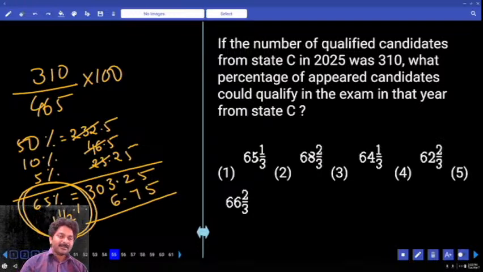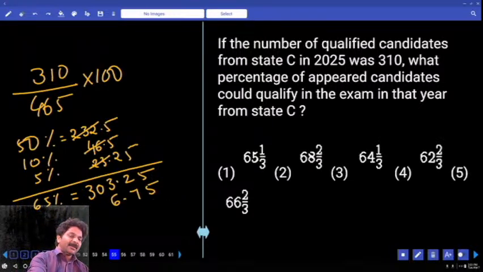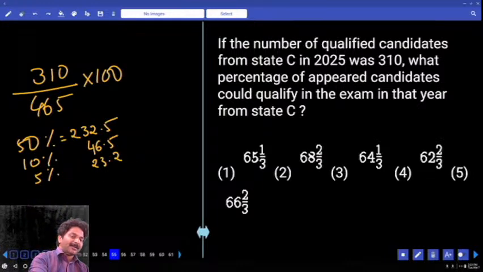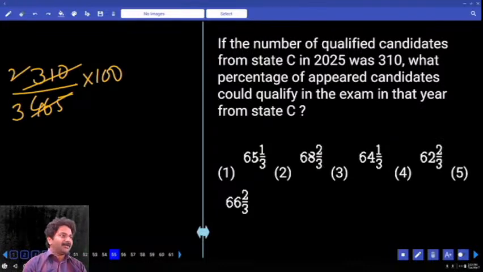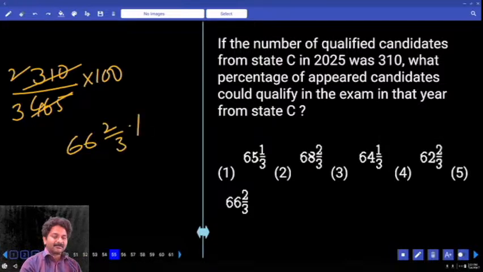Fifth option. Actually, there is another small point without doing all this. What is the difference between numerator and denominator? 155. Numerator is exactly 2 times only. If numerator is 2 times, denominator must be 1 time more, because 155 is the difference. You know that point, correct? If numerator is 2 times, denominator is 3. 2 by 3 in the sense 66 2 by 3%. Done. Got it?